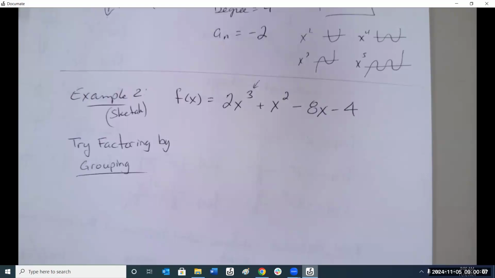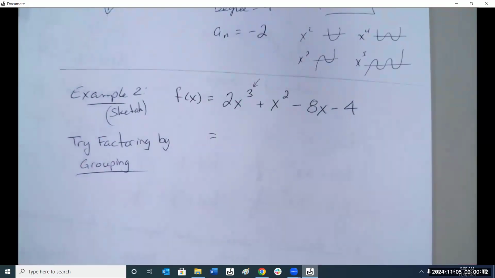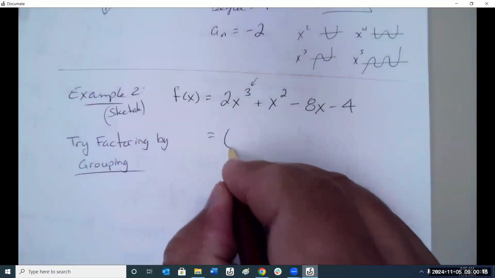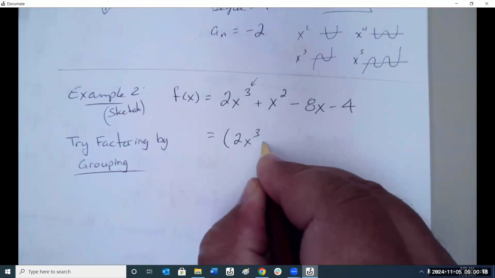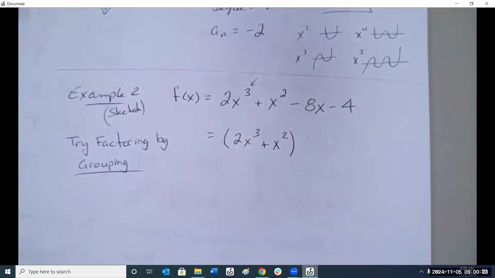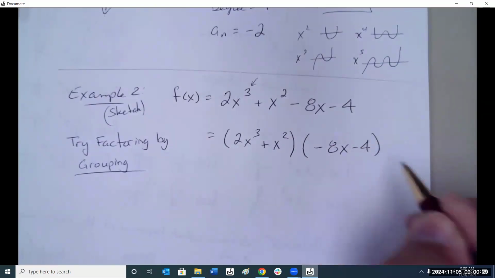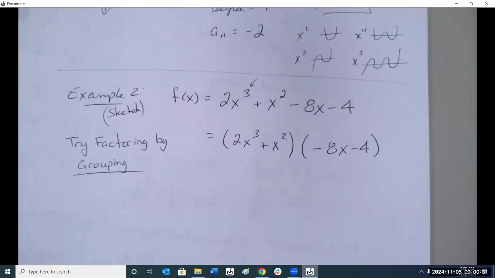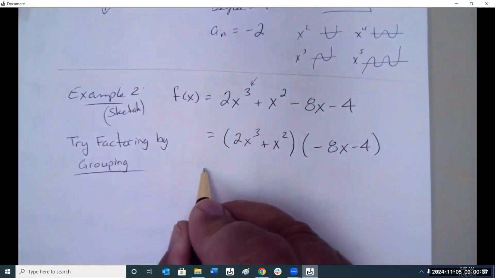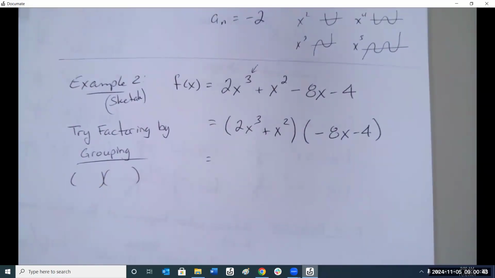What we're going to do here, what grouping says, is group them into 2 pairs. We put parentheses around the first pair and parentheses around the second pair. Okay, so put parentheses around the first 2 terms and the second 2 terms.